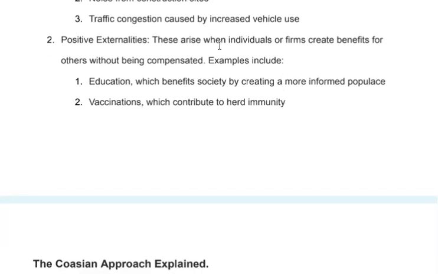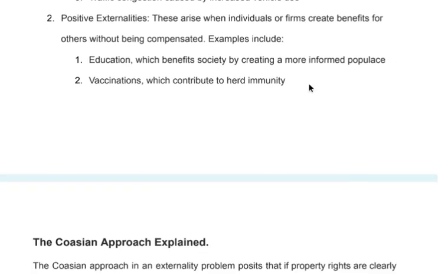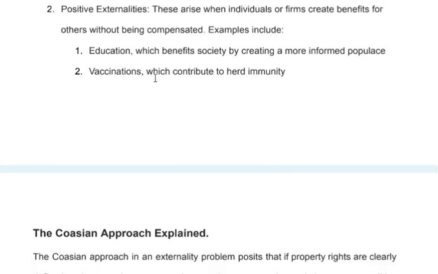Positive externalities. These arise when individuals or firms create benefits for others without being compensated. Examples include education, which benefits society by creating a more informed populace, and vaccinations, which contribute to herd immunity.